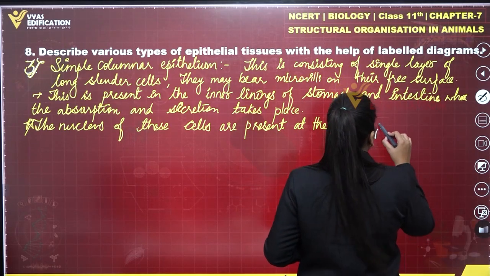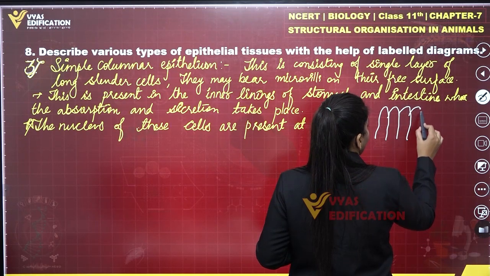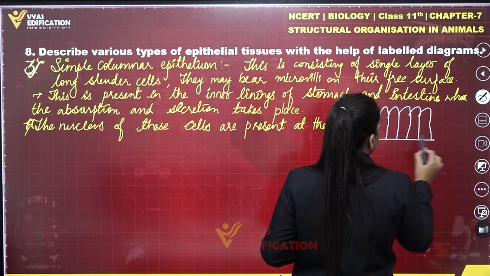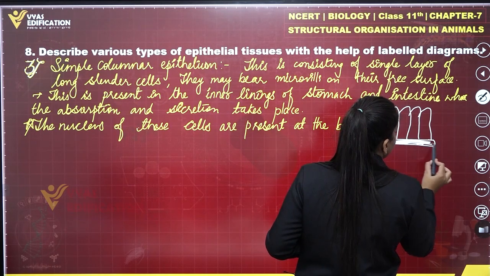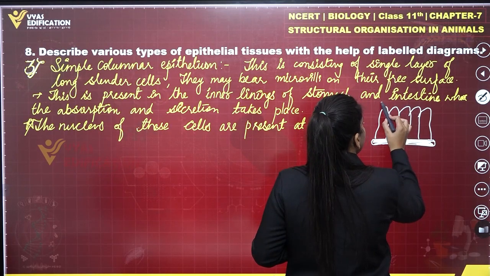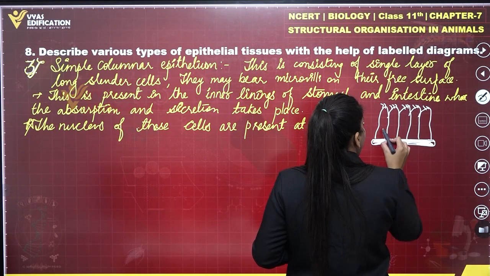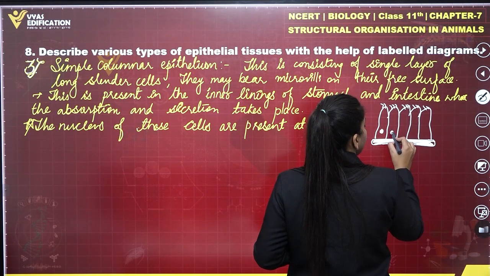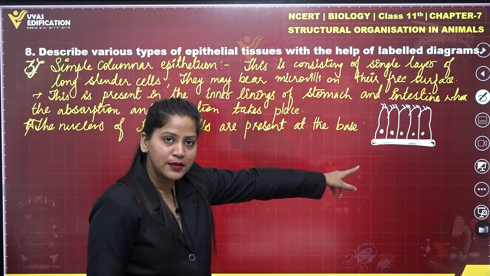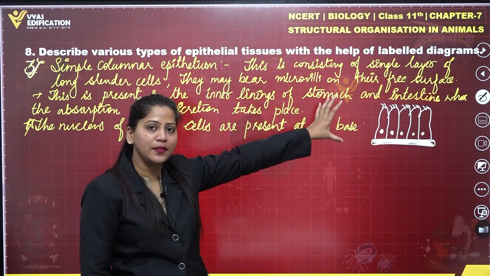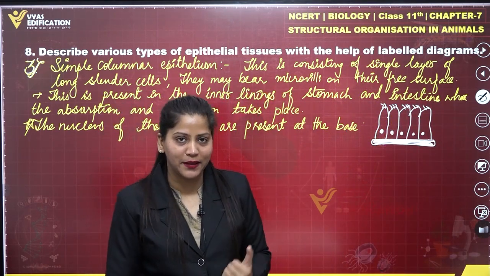Here, these are the long cells, may or may not bear microvilli on their free surfaces. The free surface of them is this. They may bear microvilli on their free surface like that. And the nucleus of them is actually present at the base of the cells like this. See, the nucleus are present at the base of cells. This is your basement membrane and this is the diagrammatic representation of your simple columnar epithelium.